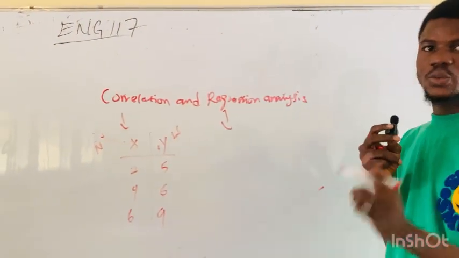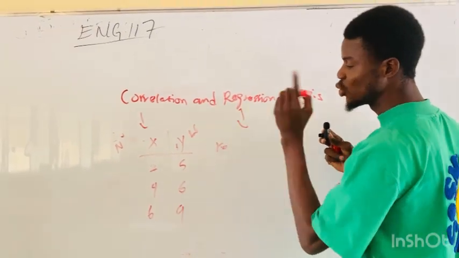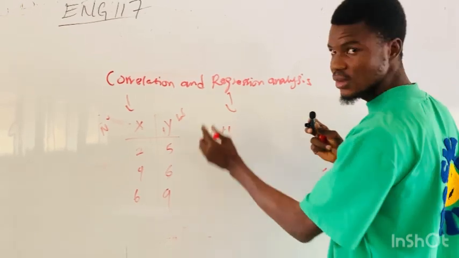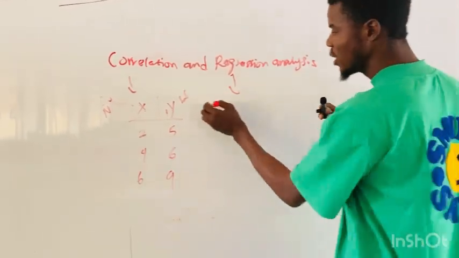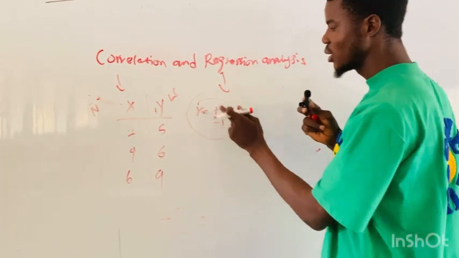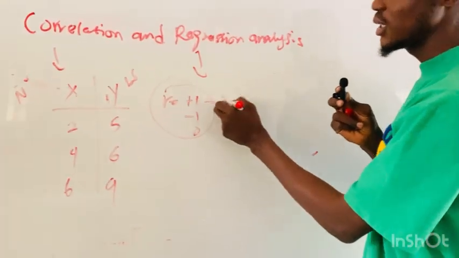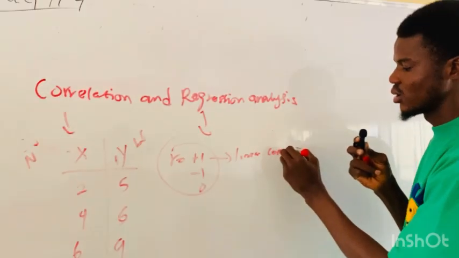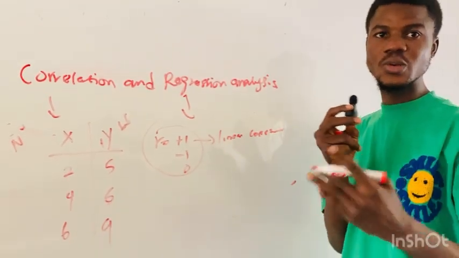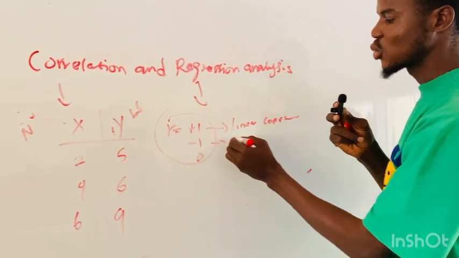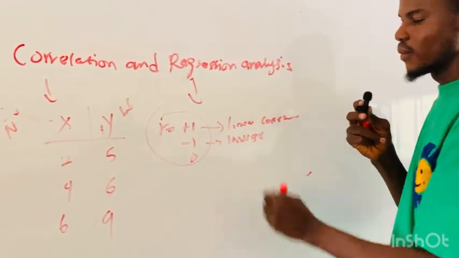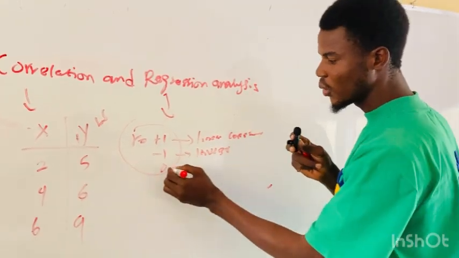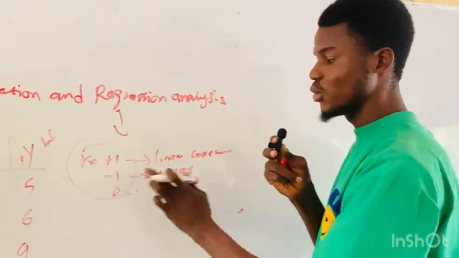From this kind of relationship, we have to understand our correlation coefficient should never exceed plus 1 and should never be less than minus 1. So our correlation value is either plus 1, minus 1, or 0. If our correlation value is plus 1, it shows it's a linear correlation, so this tells us they have a very strong relationship between the two variables. If you have minus 1, we call it inverse, but that doesn't mean they don't have any relationship. But if our correlation value is 0, it shows that there is no relationship between the two variables.